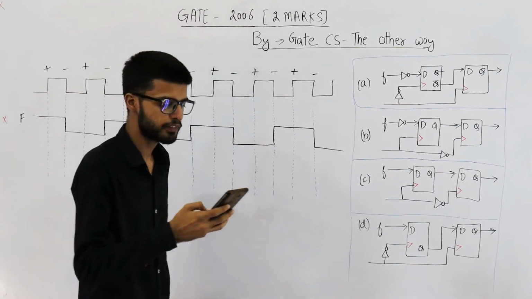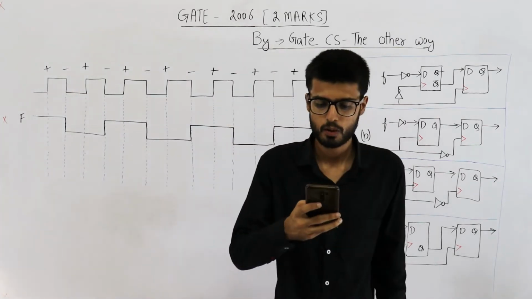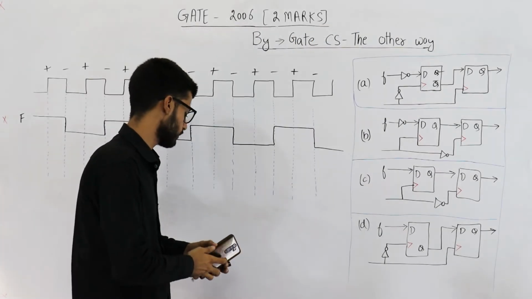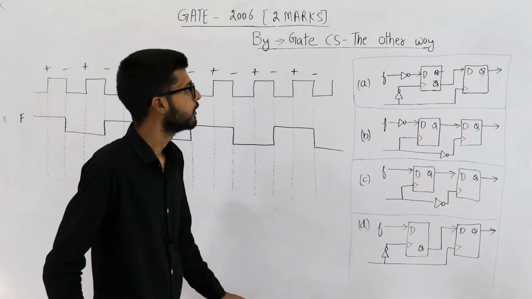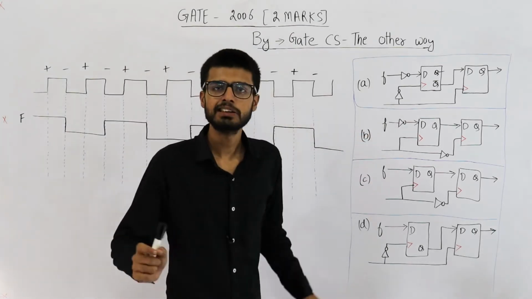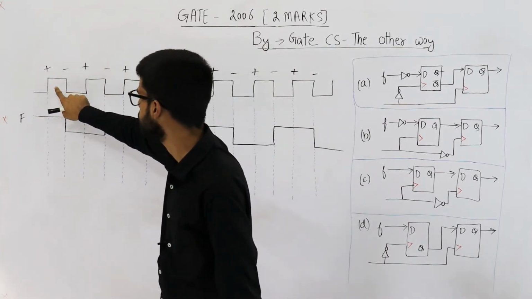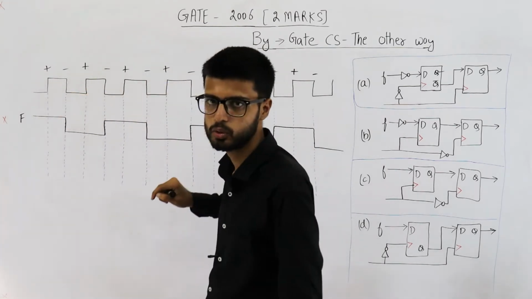You are given a free running clock with a duty cycle of 50% and digital waveform f which changes only at negative edge of clock. Which one of the following circuits using clocked D flip-flops will delay the phase of f by 180 degree? They are saying the input f changes on negative edge of clock. This is a rising or positive edge, then negative, then positive, then negative, and so on.